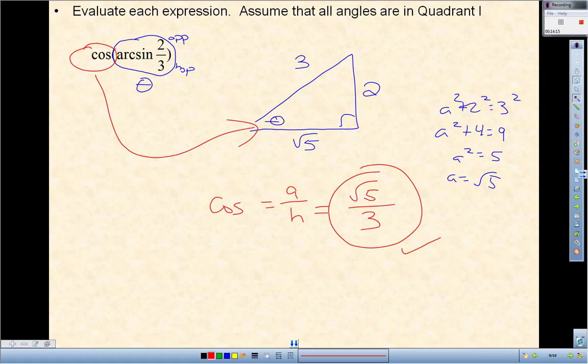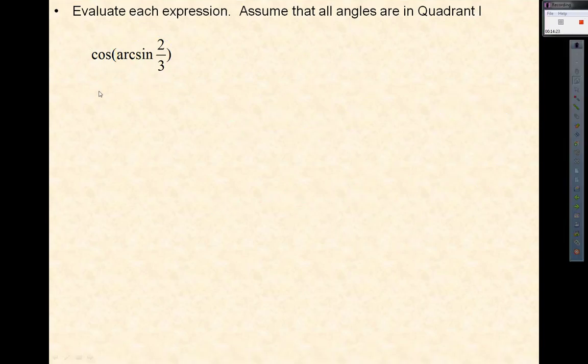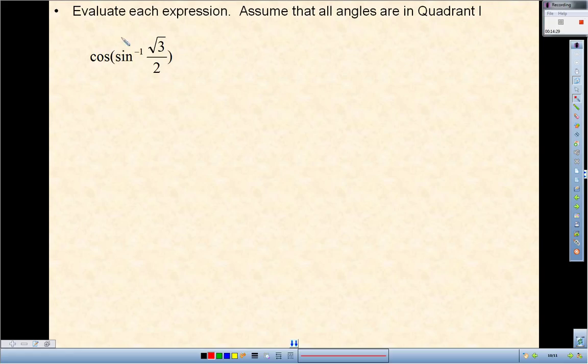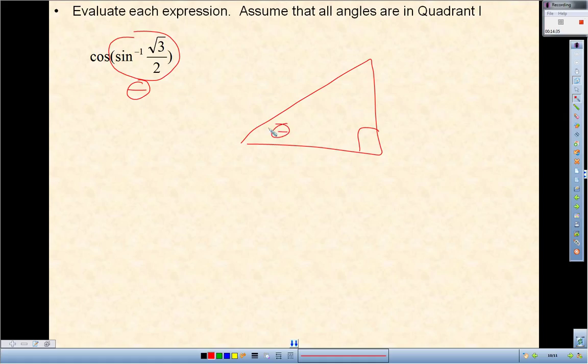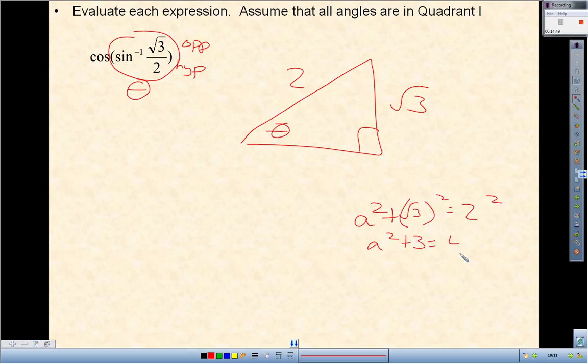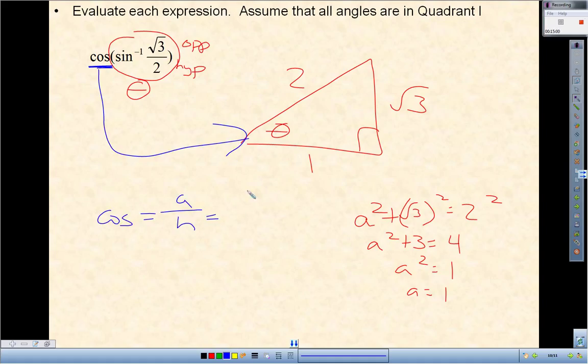Alright, let's look at two more. What about if I wanted to find cosine of sine inverse of root 3 over 2? We'll again treat this as an angle situation in quadrant 1. Sine is opposite over hypotenuse, so the square root of 3 is opposite. Hypotenuse is 2. I can do Pythagorean theorem here, so a squared plus square root of 3 squared is equal to 2 squared, so that would be a squared plus 3 is equal to 4, so a squared is 1, so a is 1. And now what I want to do is find cosine of this situation because cosine is adjacent over hypotenuse, so that will be 1 over 2.